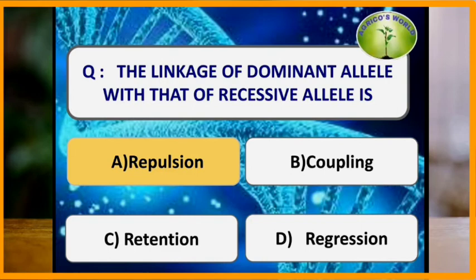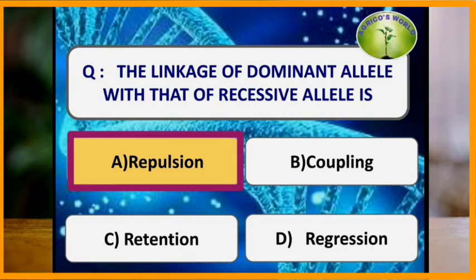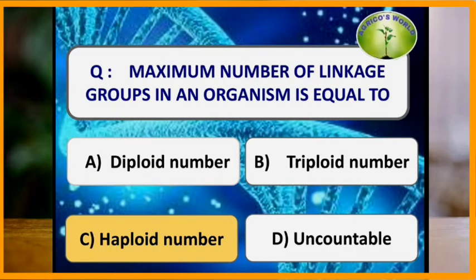The linkage of a dominant allele with a recessive allele is repulsion, whereas the linkage of a dominant allele with a dominant allele is coupling. The maximum number of linkage groups in an organism is equal to the haploid number of that individual.